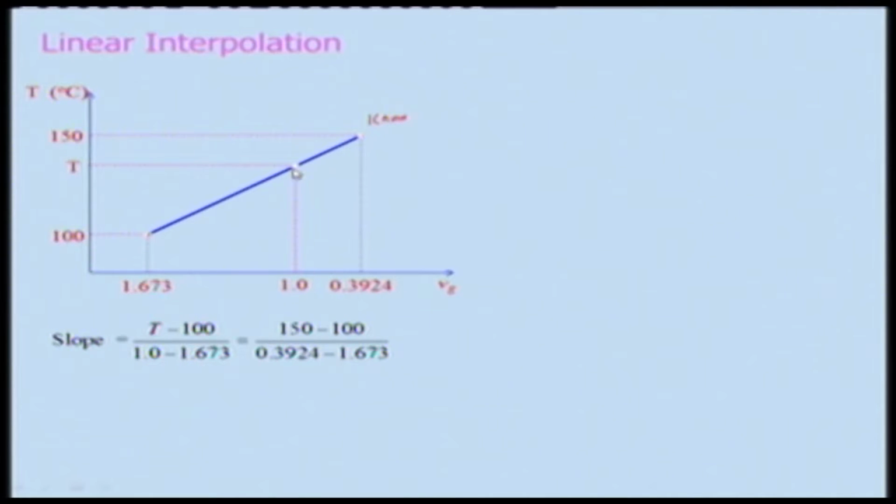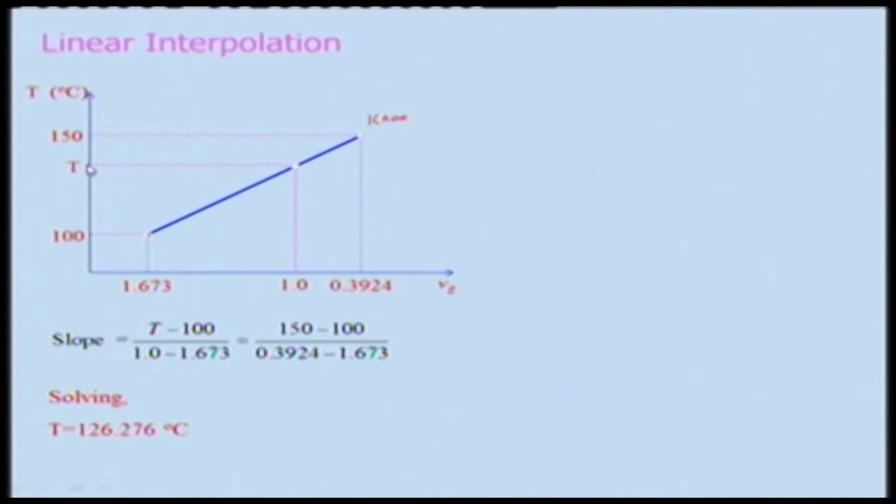We will have to use this slope because this is linear, so this slope is the same as that. So I can say (T minus 100) divided by 1, because that is at 1, and this as 0.393 is equal to 150 minus 100. If I know this is 150 and corresponding to this specific volume, because this portion is known, then I can evaluate and find out what the temperature will be. In this case, of course, I know the temperature at this specific volume.